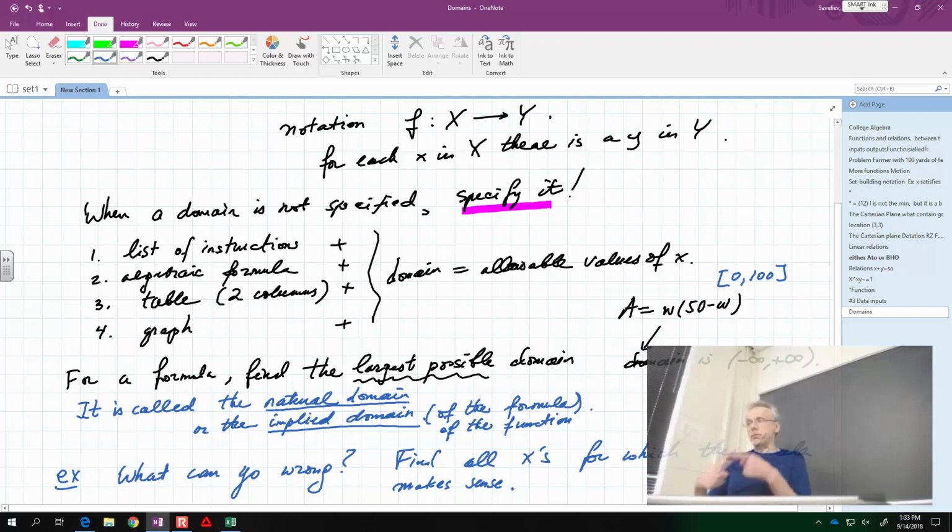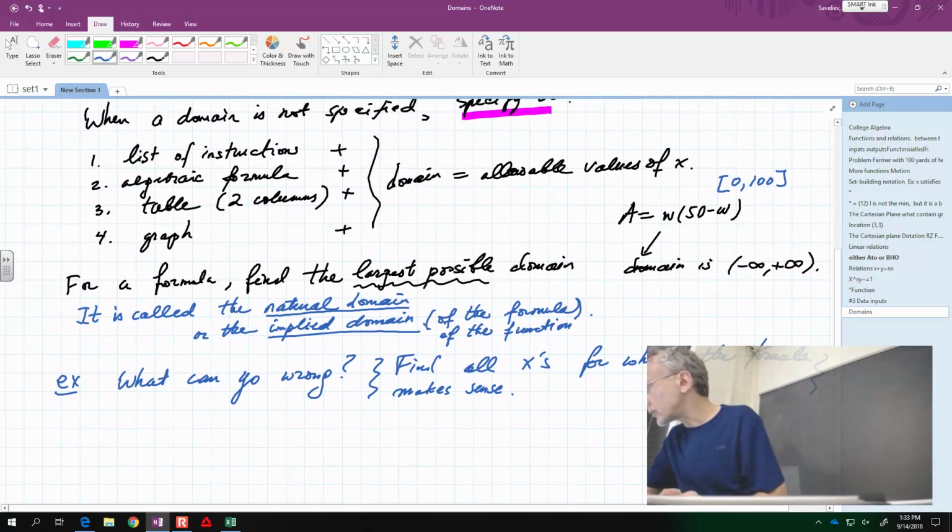You check out one x at a time, and you plug it into the formula. Does it make sense? If it does, then you include it in the domain. The idea applies equally to the list of instructions formula. Hypothetically, you can try every x, plug it into the list of instructions, see if you can follow the instructions all the way through without breaking down, and then you say, that's my natural or implied domain.